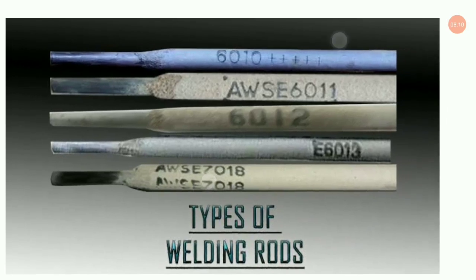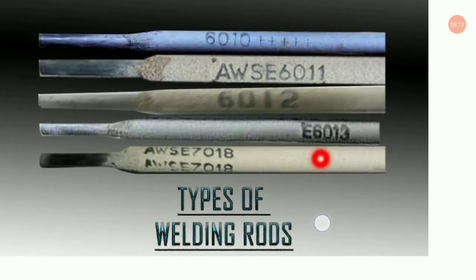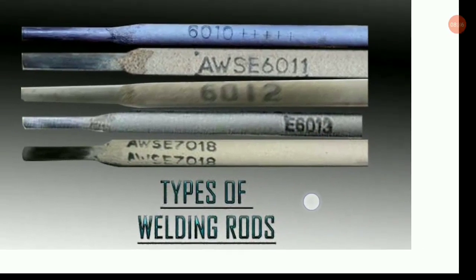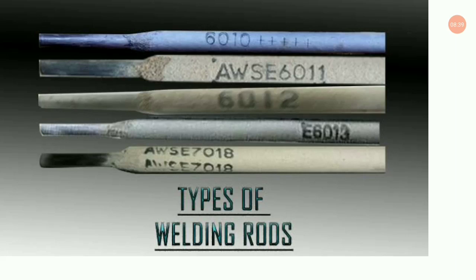Now, here you can see the picture of typical welding rods, that is the electrode. We generally call it an electrode, or you can also call it electrode rods, and on the body you can see some engraved markings, E6013, 6012, 6010 as well. These markings represent the structure or different characteristics of an electrode or welding rod, whatever you may say.